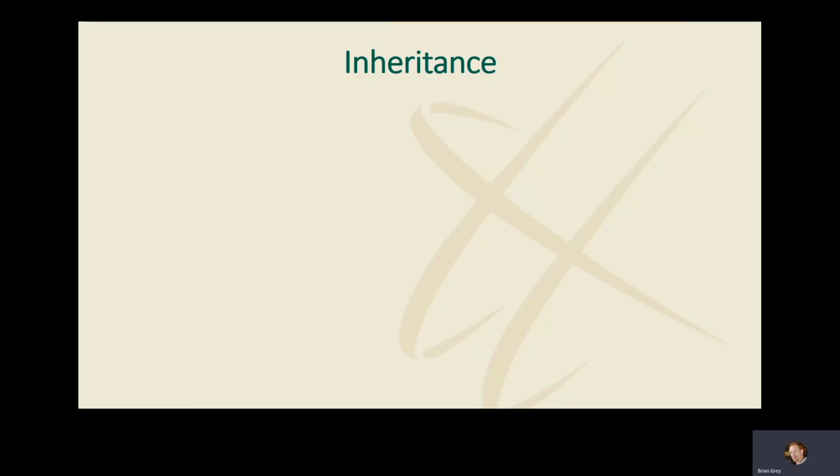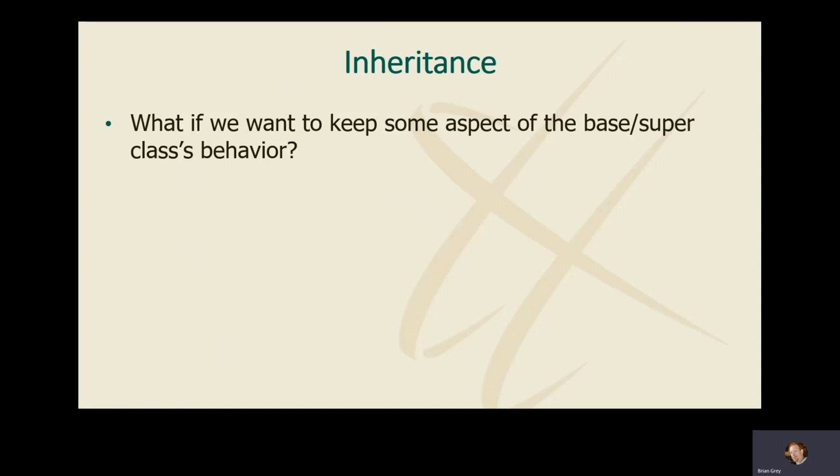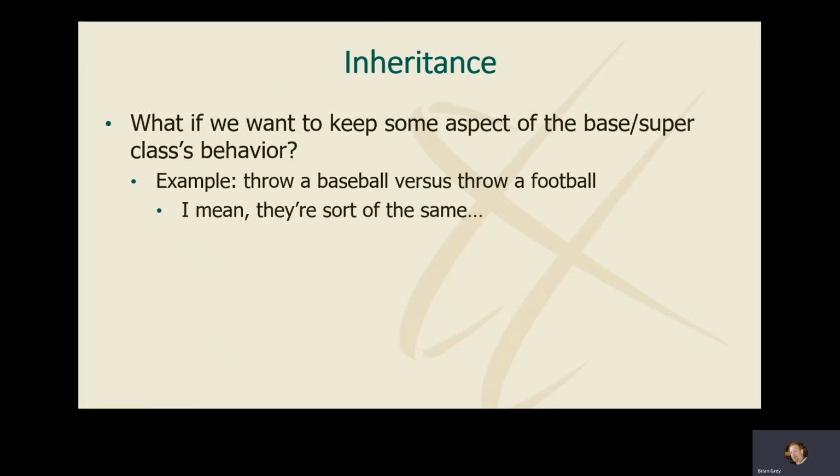We're going to get into how to design a class right now that keeps certain aspects of behavior. So let's suppose we want to keep some aspect of the base class, but kind of tweak it, right? If I throw a baseball versus throwing a football, they're kind of the same, right? So the throw method might involve similar things, but not the same things. If I wanted to call a method from the superclass, how would I do this? Anyone know?